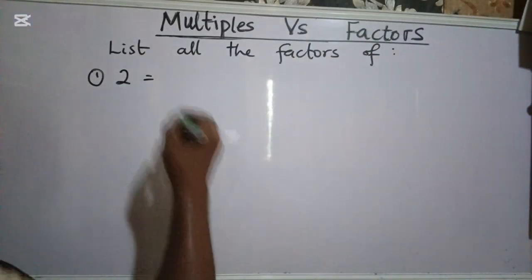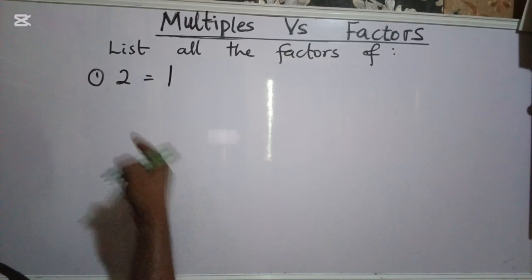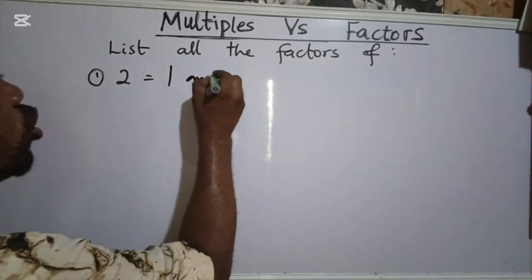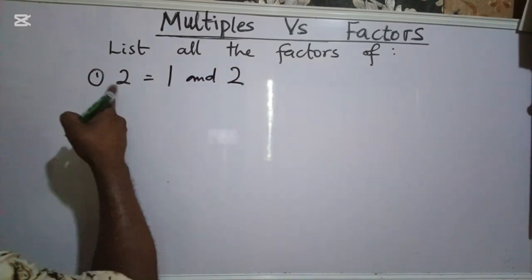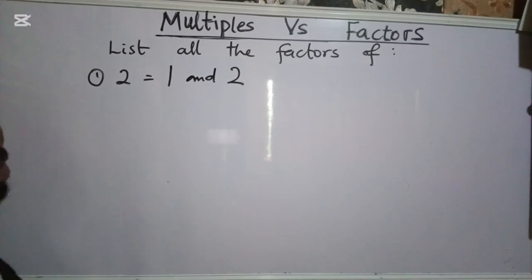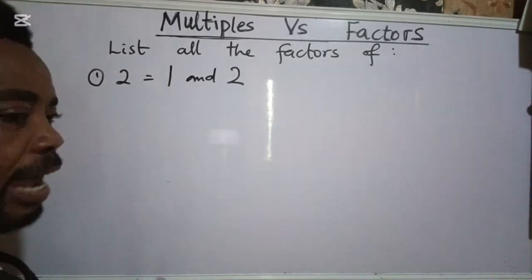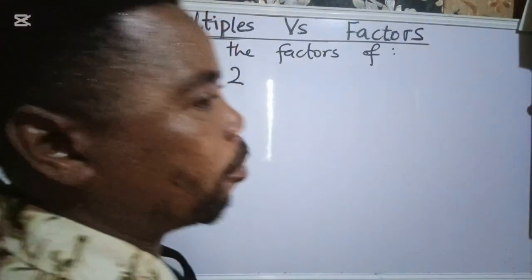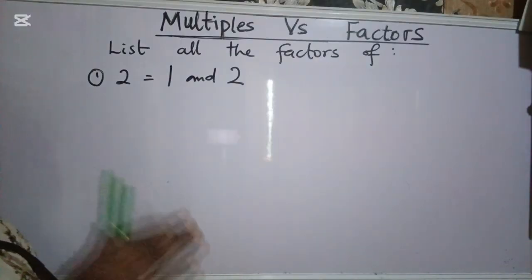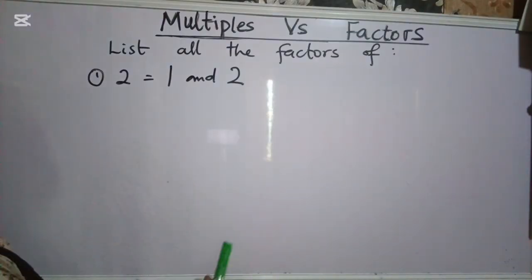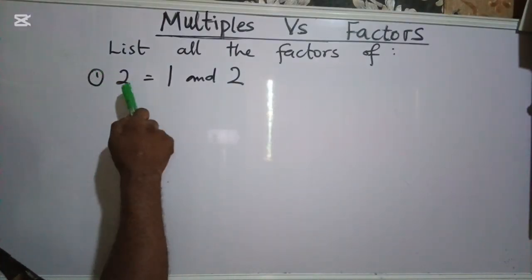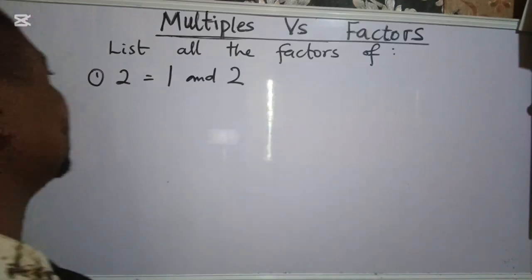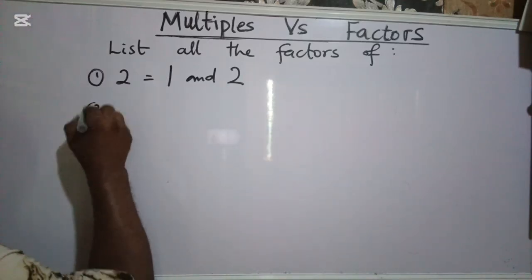The first factor of any number, we have said it, is 1. Then after 1, can 2 go into it? Yes. So it's just 1 and 2. Remember, a factor of a number cannot be bigger than the number. That is another difference. But multiples of a number are always bigger than the number, either equal to or bigger than the number. But the factors of a number cannot be bigger than the number. That is it. Now, number 2, we want to list the factors of 4.